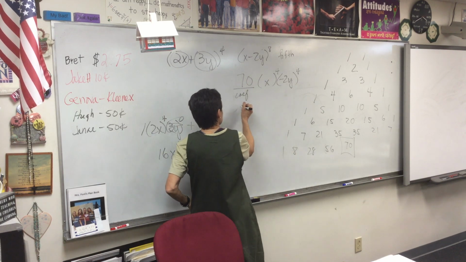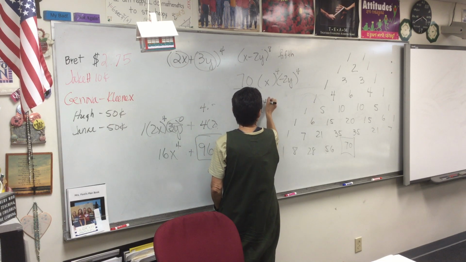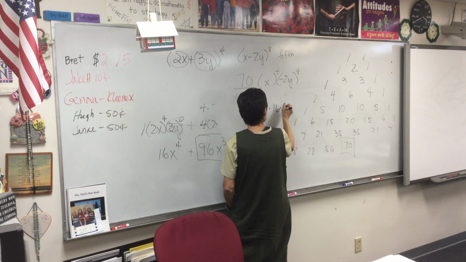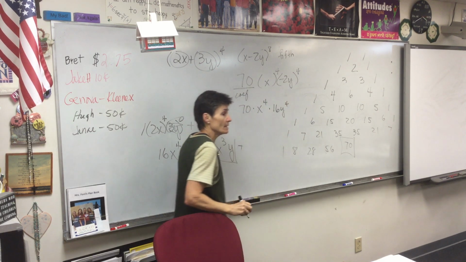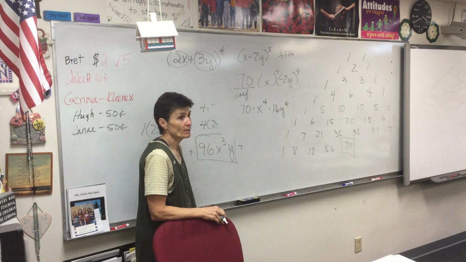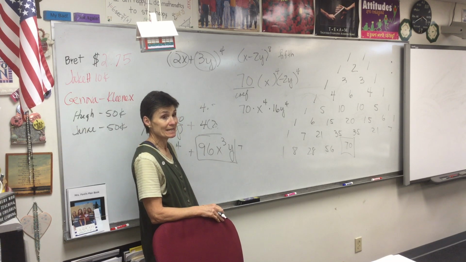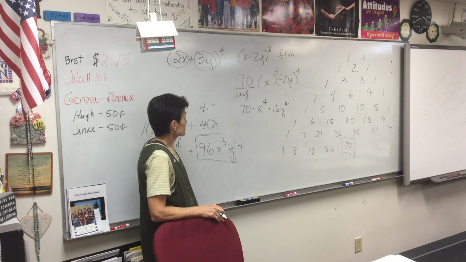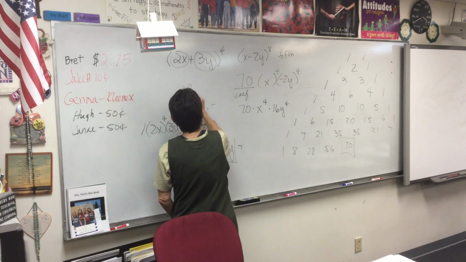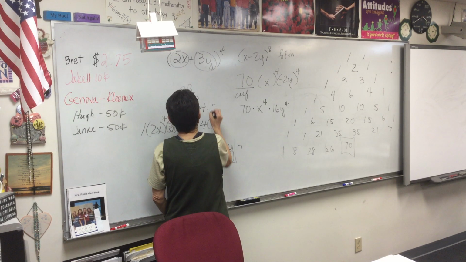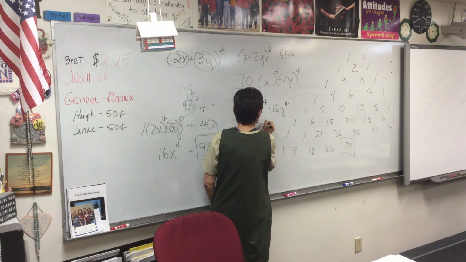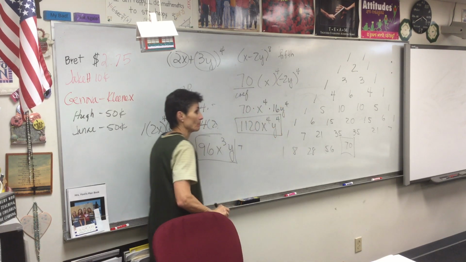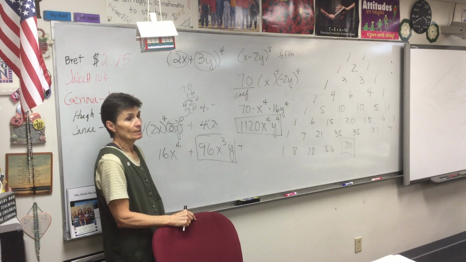Now I simplify. So I have a 70 and x to the 4th. Watch it. This would be 16 y to the 4th. And it's positive because when you raise a negative to an even power, it becomes positive. So 70 times 16 is 1,120. So that would be the only answer to the problem, and that's it. That's the answer to the problem.